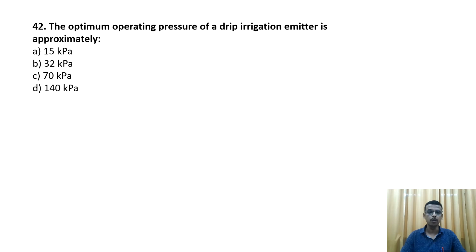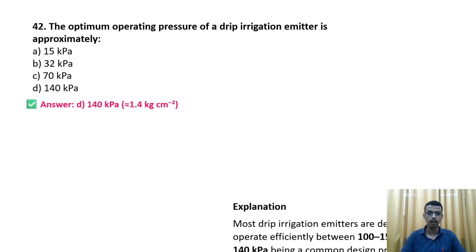Then coming to 42, the optimum operating pressure for drip. Drip irrigation and sprinkler irrigation are known as pressurized irrigation systems. Their emitters, especially for drip, work in between 100 to 150 kilopascal. So the most appropriate answer is 140 kilopascal here. That is equivalent to 1.4 kg per centimeter square.